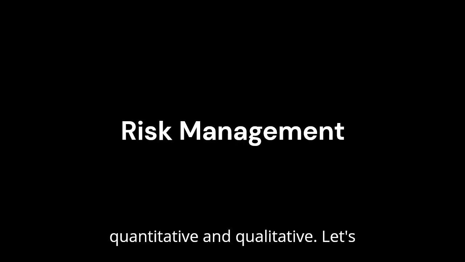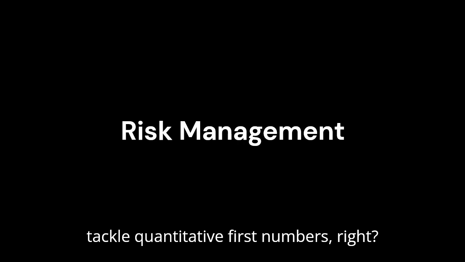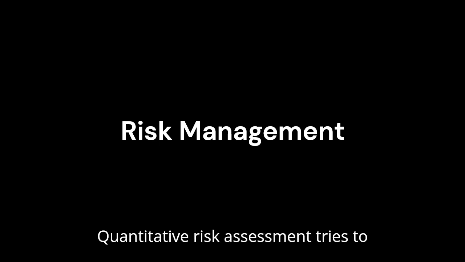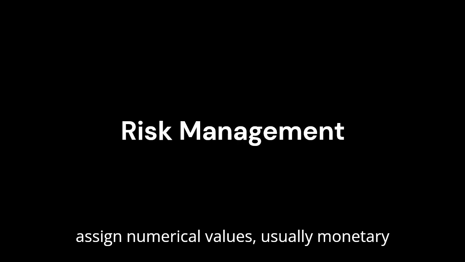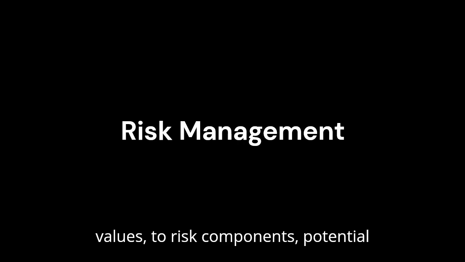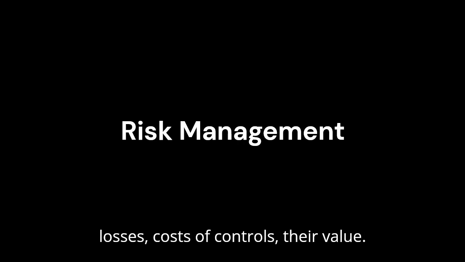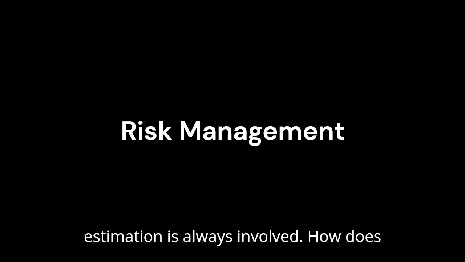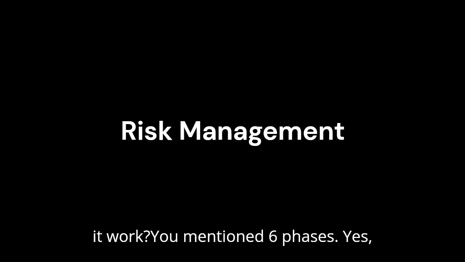Now, you mentioned two main ways to do this assessment. Quantitative and qualitative. Let's tackle quantitative first. Numbers, right? Quantitative risk assessment tries to assign numerical values, usually monetary values, to risk components, potential losses, costs of controls, their value. It aims for objectivity, though some estimation is always involved. How does it work? You mentioned 6 phases.